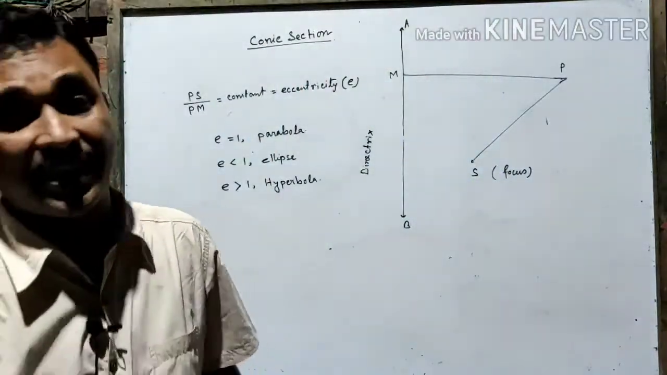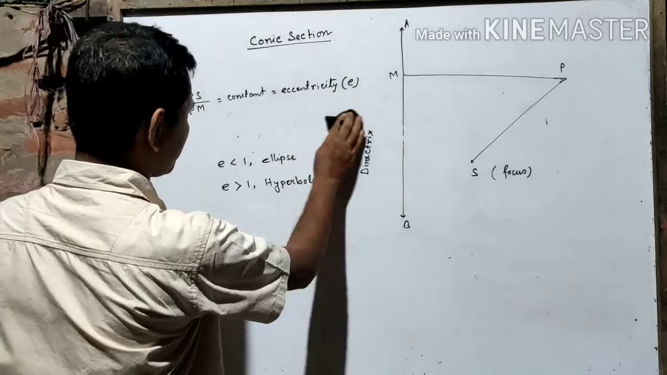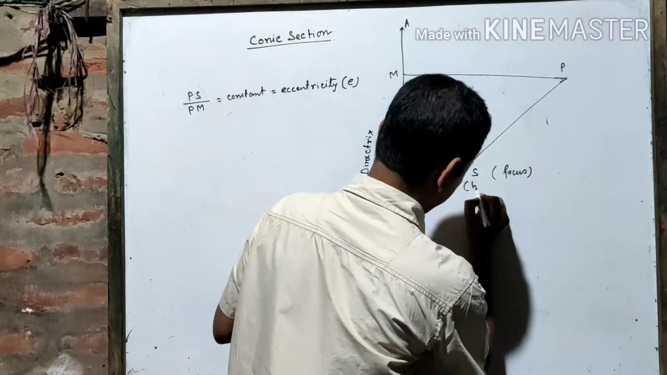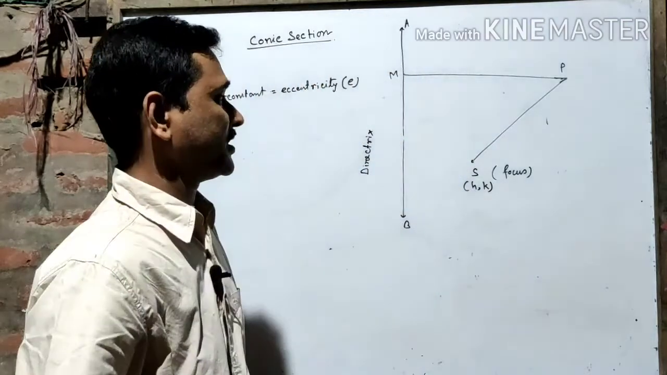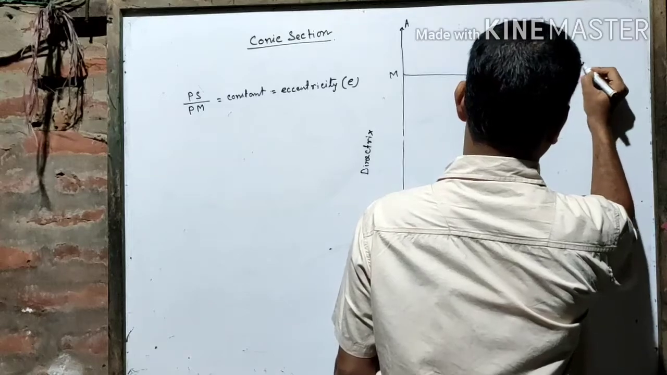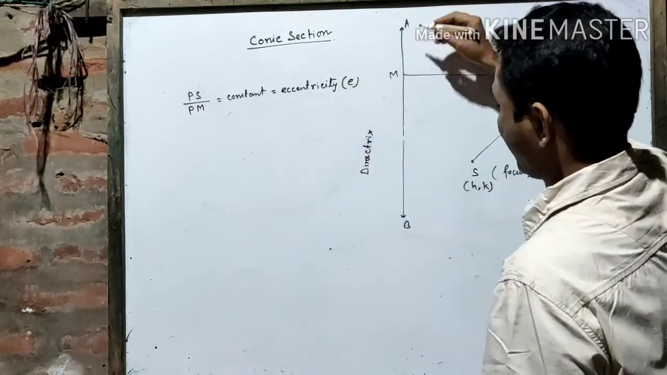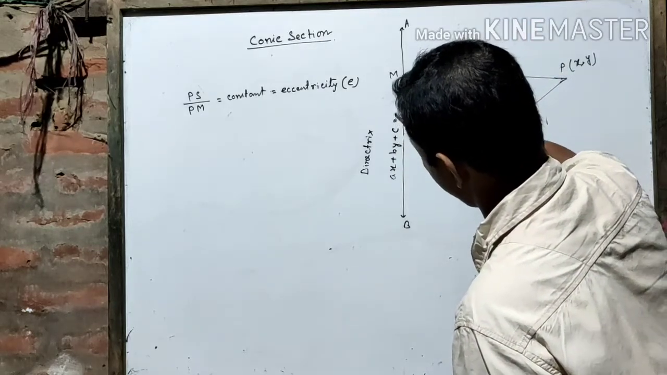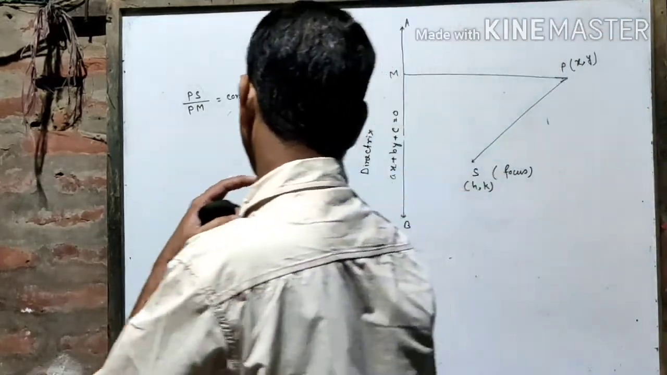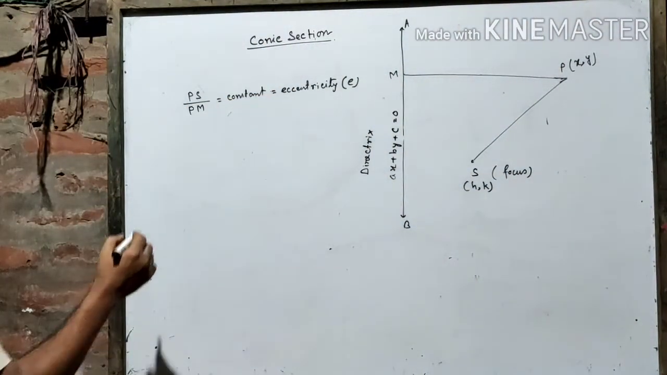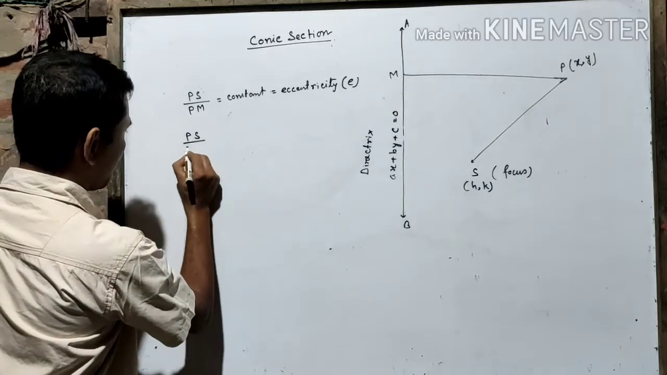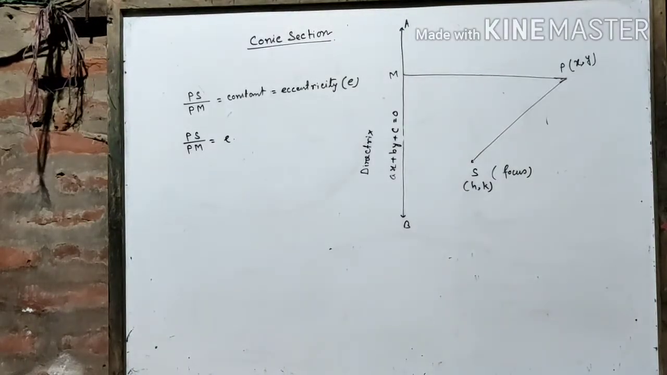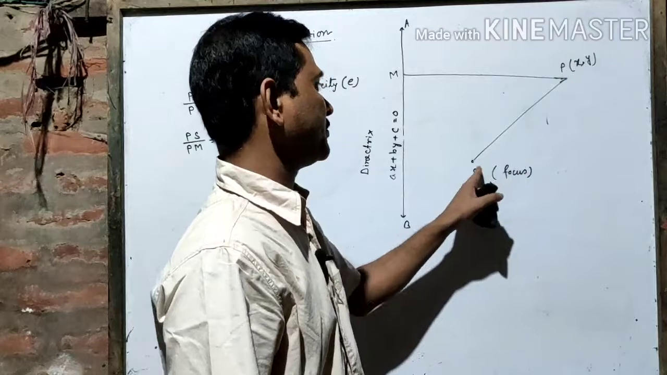Now we'll discuss the general equation of a conic. Suppose the coordinates of the fixed point are (h, k), and the moving point we always take as (x, y), and the directrix will be the general equation of a straight line, ax + by + c = 0. Now what is our position? PS by PM is equal to e. We start from this. Now what is PS? PS is the distance between P and S.